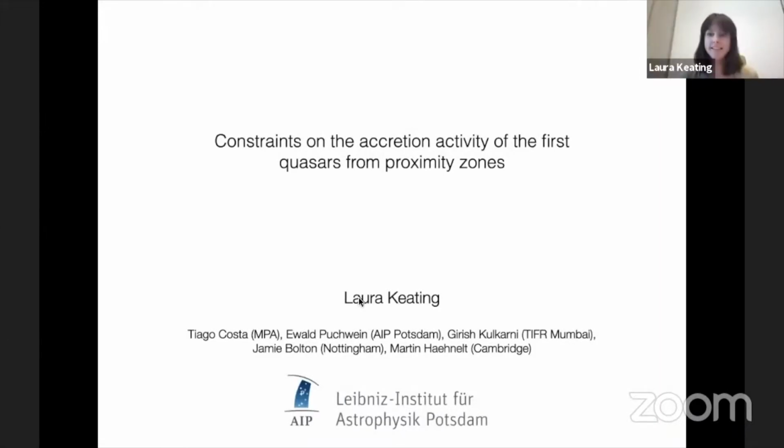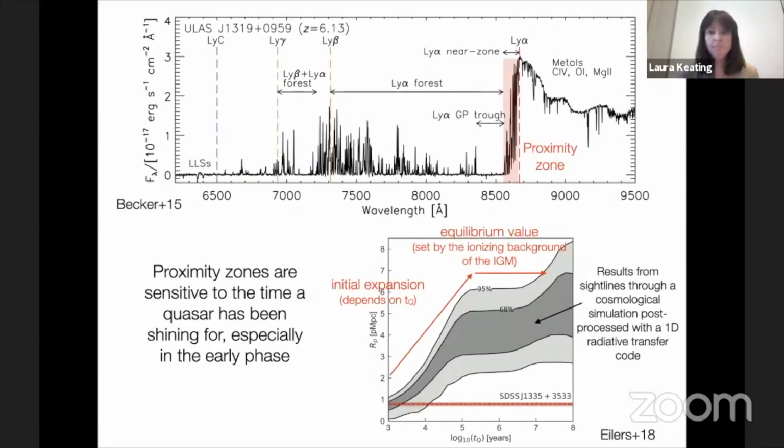Great. So I'm just going to tell you about some work that I've been doing recently, trying to model proximity zones at redshift 6, and what that means for the growth of black holes. And so first of all, what is a proximity zone?